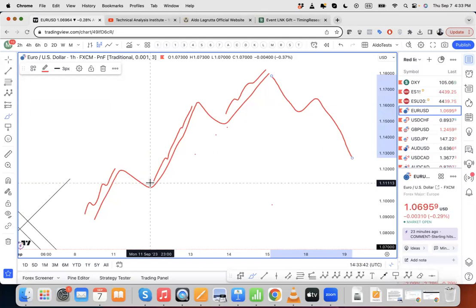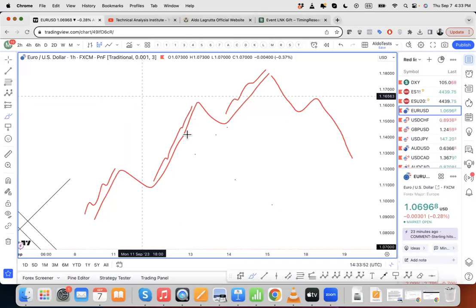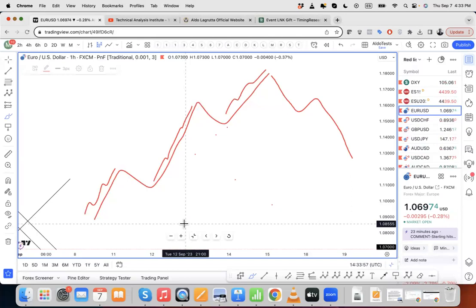So now that you know the rules, let's draw some examples, and you're going to help me identify if those are actually impulses. Okay, for instance, let's say that we have these five waves moving up like this.